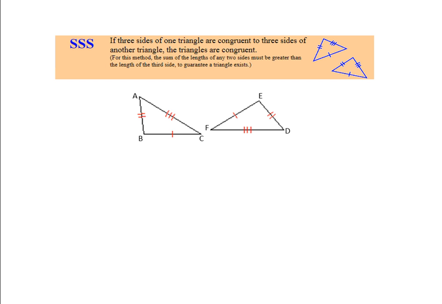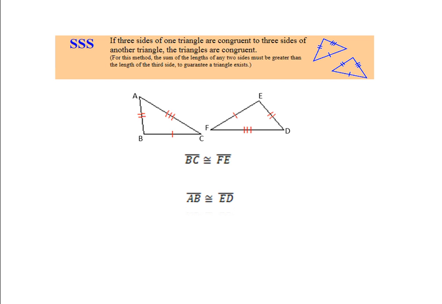So now let's see why this is SSS. We should have 3 sets of sides that are congruent to each other. So our first set is BC is congruent to FE. Notice that they both have one hash mark. Okay?